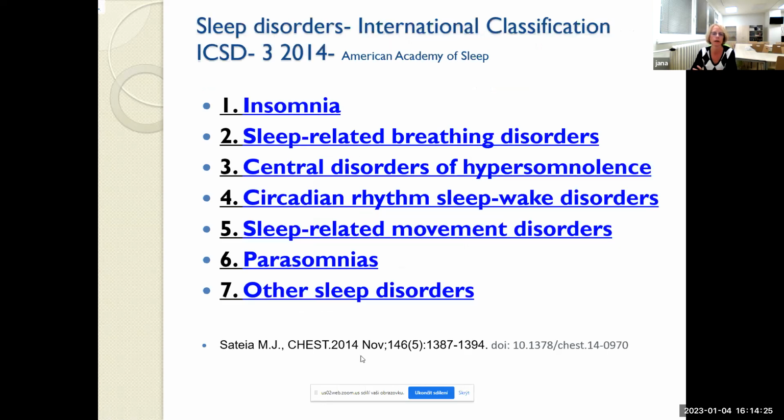Sleep disorders are, of course, classified somehow, and the latest international classification, made by the American Academy of Sleep Medicine, was released in 2014 and divides sleep disorders into 7 main groups. We shall now go through them step by step.